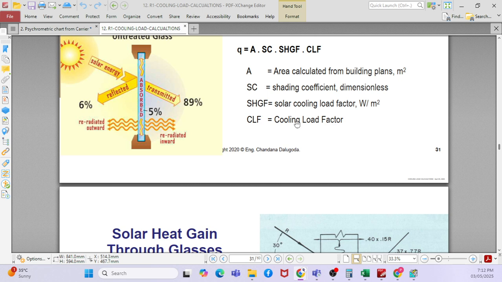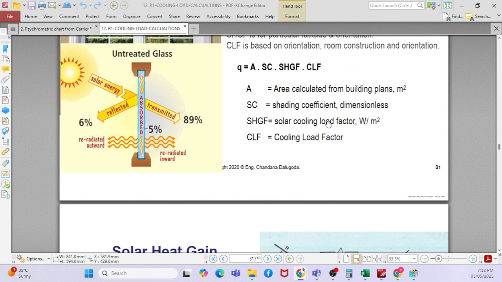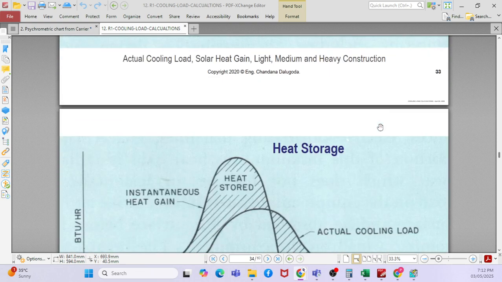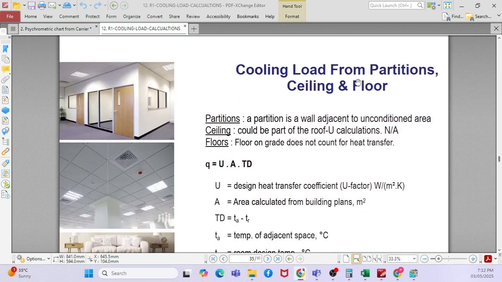Solar cooling load factor, 1. As of now, you just consider it as 1 because it's a safety factor, like the cooling load factor. CLF is also the cooling load factor, both are the same. This is in watts per meter square, right? When you go further down, this is the cooling load estimation through the partitions and floors, right?